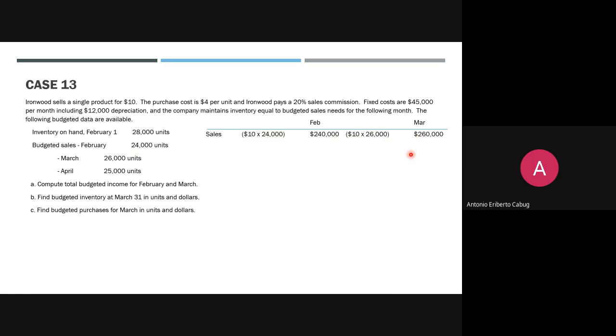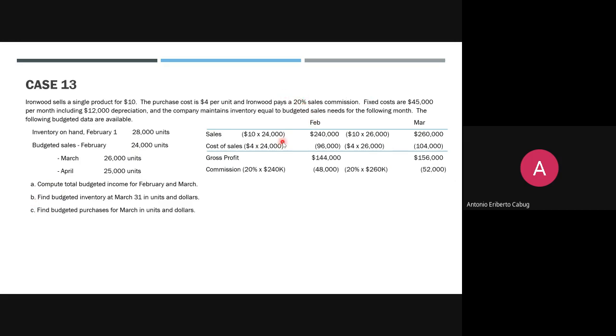So what about the cost of goods sold? So alam naman natin, no? After the sales, we should deduct the cost of sales. $4 yung cost per unit. 4 times 24K, your cost of goods sold is 96K. 4 times 26K, 104K. So, sales minus cost of sales will give you your gross profit. 144,000 and 156,000 respectively. Selling, general, and admin expenses. Meron tayong commissions, 20%. So, that would be a selling, general, admin expense. 20% of the sales, that's the commission. 240K times 20% is 48,000. 260K times 20% is 52,000.